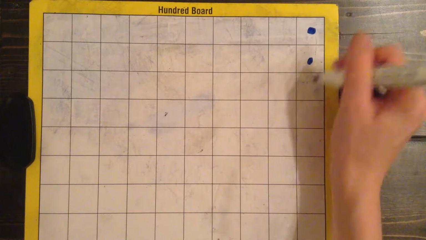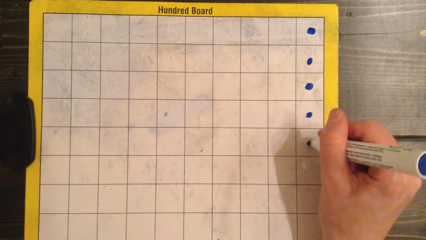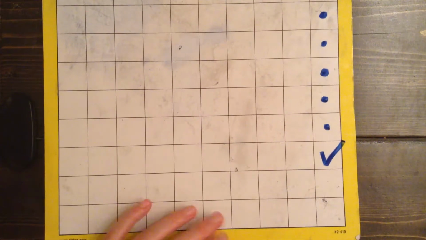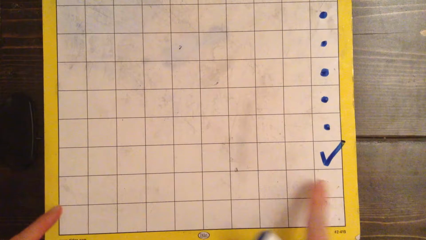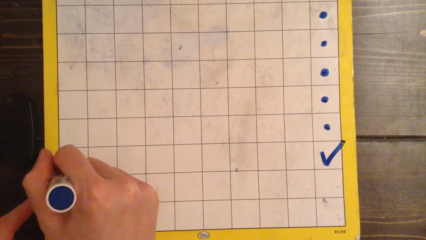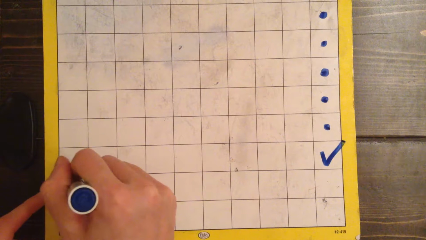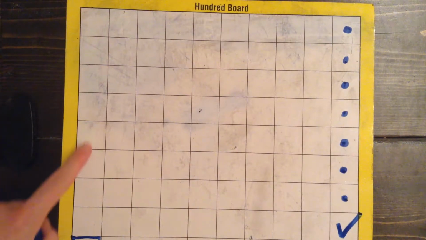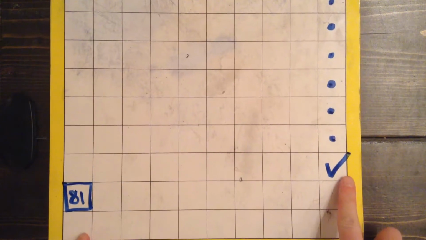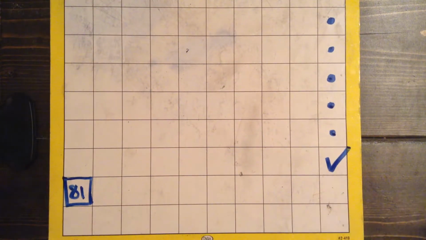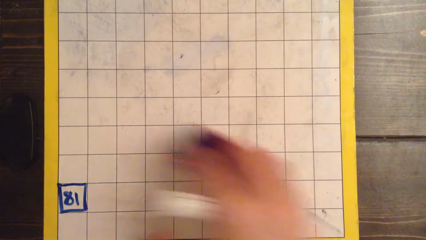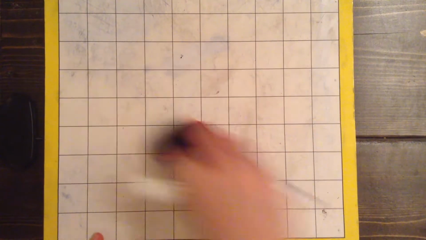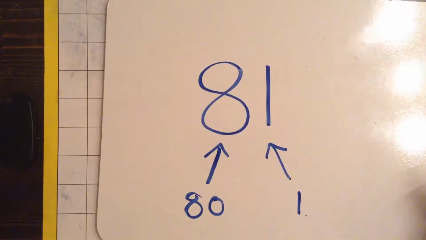10, 20, 30, 40, 50, 60, 70, 80. Now I need to go into the next row, 81. It makes sense. It ends in a 1, and I've reached 80. 81. Let's try another number.